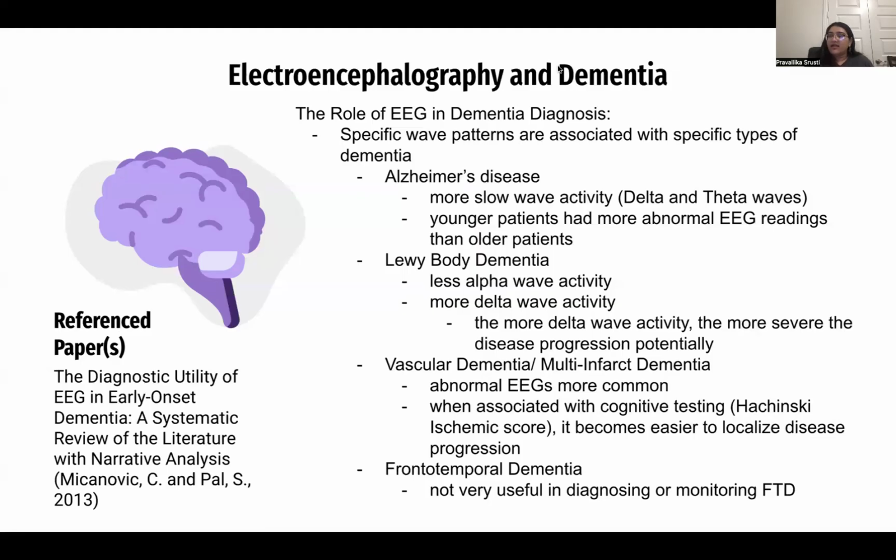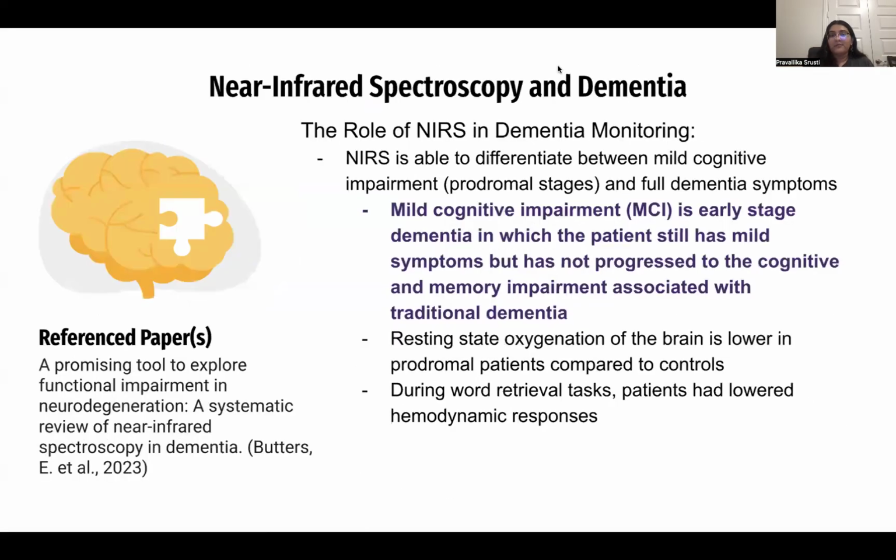But again, a lot of this research is new. And so, not necessarily new, but still being explored. And so we can learn so much more in just a few years. We never know. Along with that, I want to look at near infrared spectroscopy, NIRS, and its role in dementia. In this case, it's both monitoring and diagnosis, you'll notice. But one thing that the paper has shown by Butters et al. is that NIRS is able to differentiate between mild cognitive impairment and full dementia symptoms.